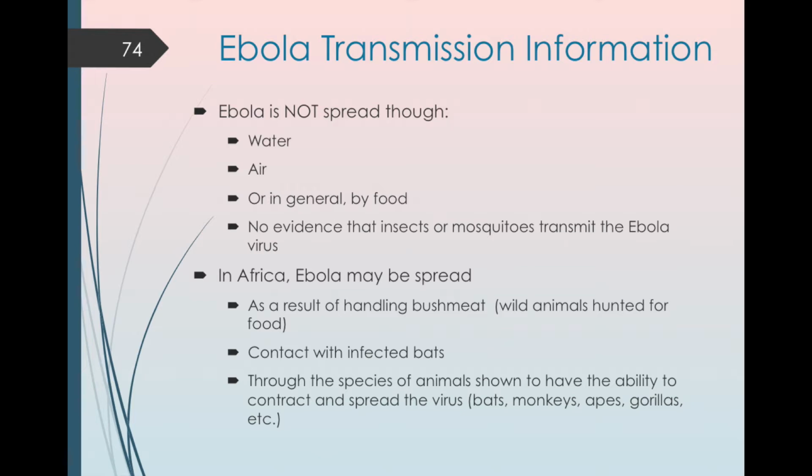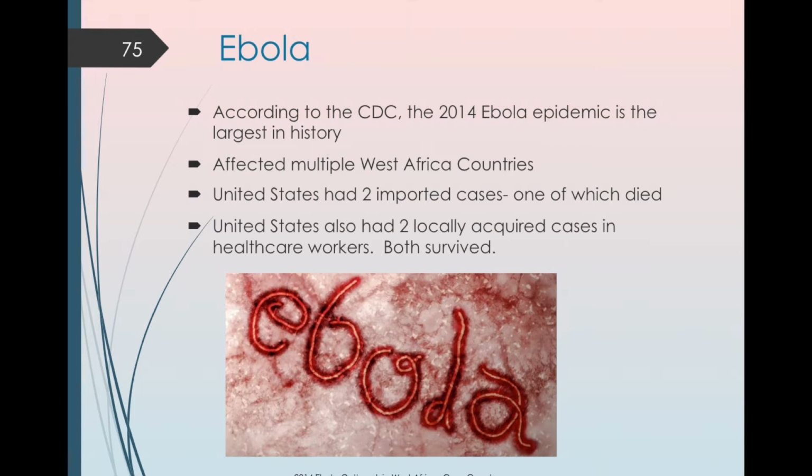Ebola has not been found to spread through water, air, or in general by food, and there is no evidence that insects or mosquitoes transmit the Ebola virus. In Africa, Ebola can be spread in other ways, such as handling bush meat, which is wild animals hunted for food, contact with infected bats, and through species of animals that have been known to contract and spread the Ebola virus, such as bats, monkeys, apes, and gorillas.